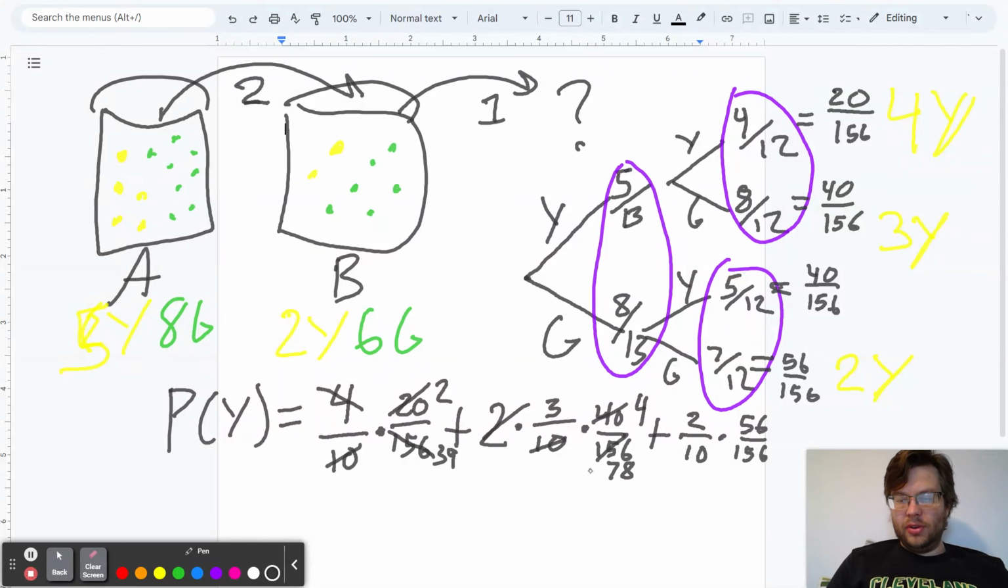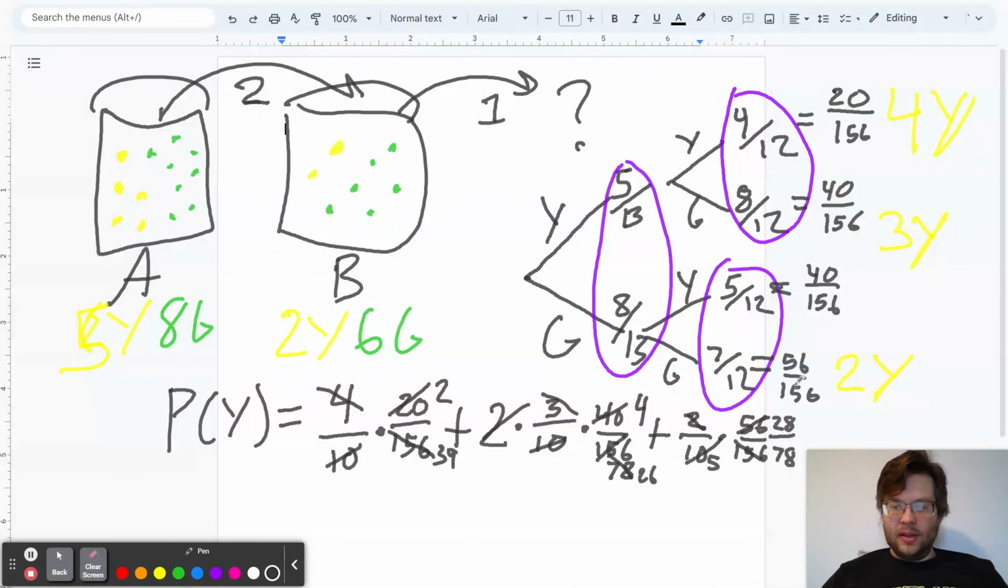Let's see, does 3 go into 78? Sure. 3 goes in there 26 times, which is nice because that's actually just going to be 2 out of 13. And then we can do the same sort of thing here. 2 goes into 156 78 times. 10 and 56 could be knocked down to 5.